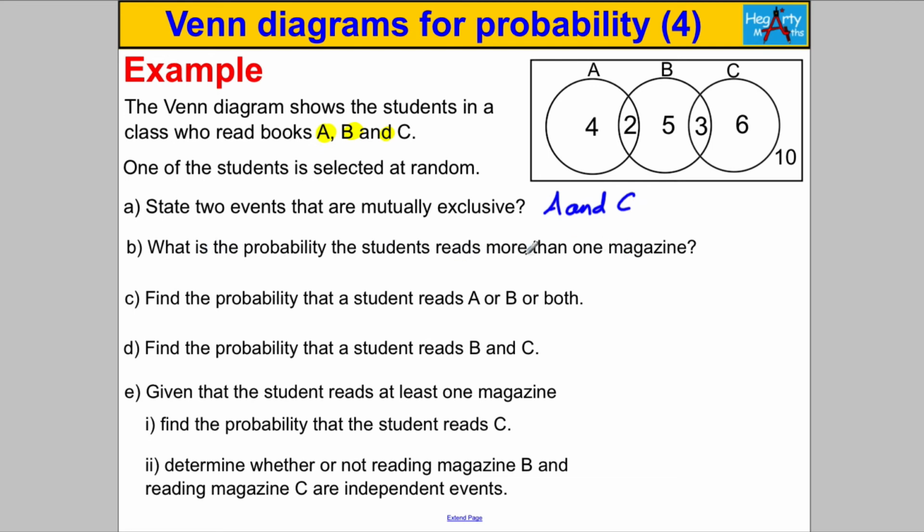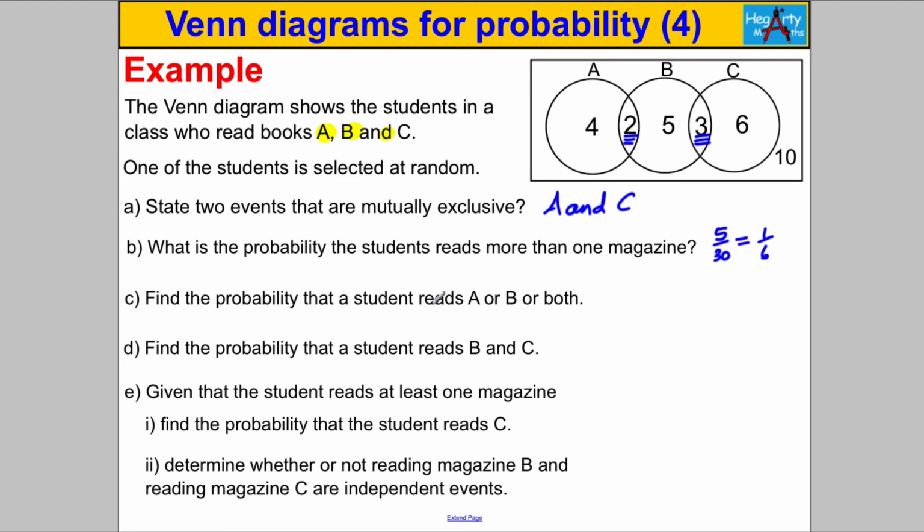What is the probability the student reads more than one magazine? Well, how many students read more than one? Well, these 2 here and these 3 here, so there are 5 out of a total in the class of 4, add 2 is 6, add 5 is 11, add 3 is 14, add 6 is 20, add 10 is 30. Dividing top and bottom by 5, you get a sixth, and we're done.